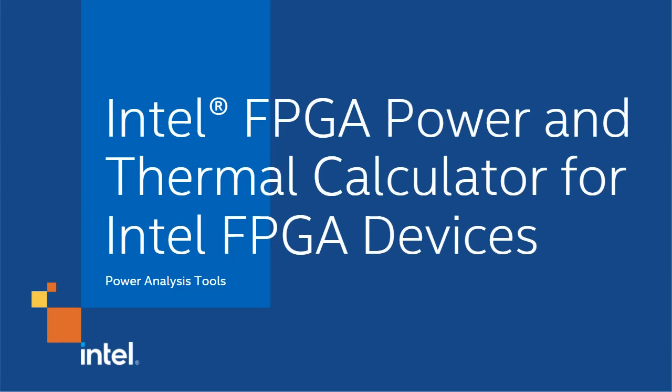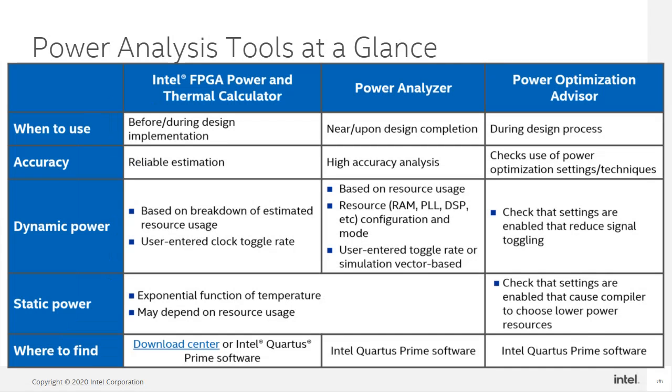Let's now take a look at the tools available for performing a power analysis on an Intel FPGA design. Now that we've defined the different types of power usage that must be analyzed, we can see how the Intel power analysis tools fit in. As mentioned, the PTC is a graphical tool that estimates power usage based on entered design information. As such, it can be used at any point in the design flow, though typically before or during early development.